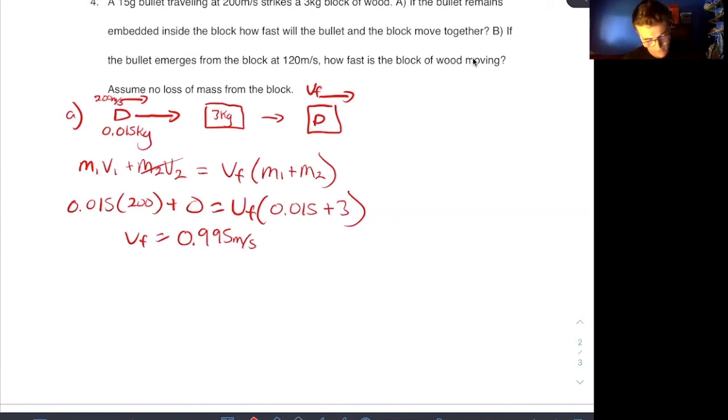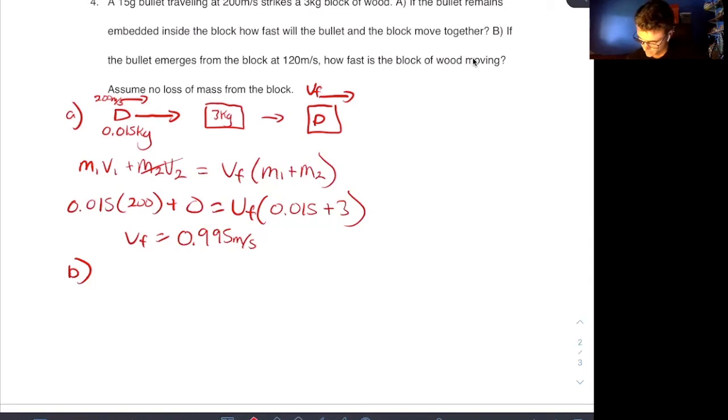Right, so that is how fast our system is moving after the bullet embeds itself into the block. Okay, so let's go on to part B. So now for part B, the bullet emerges from the block. So it goes straight through the block, and now they both have different velocities after the bullet emerges.